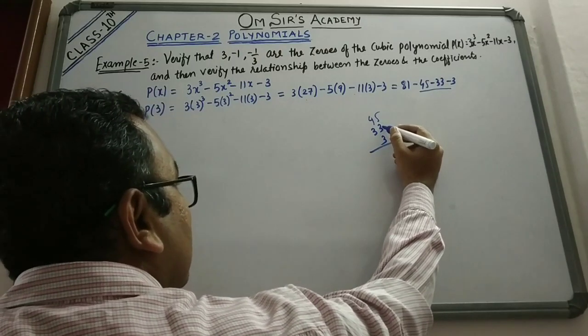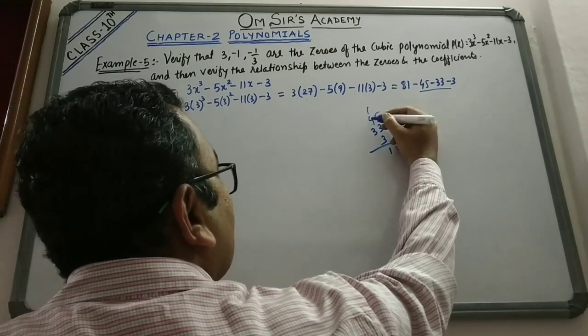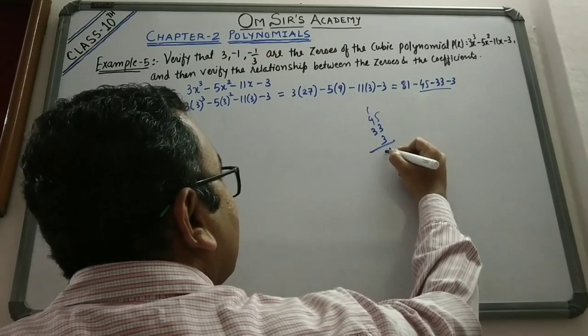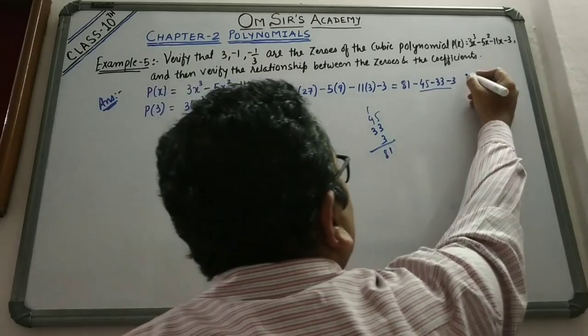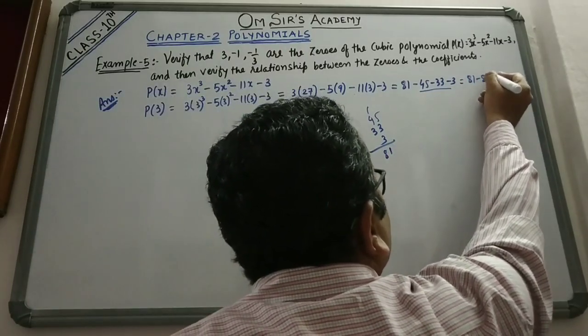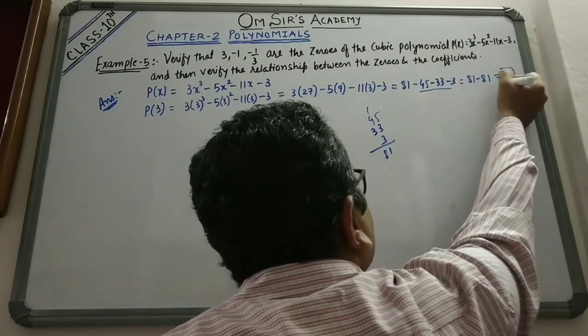5 plus 3 is 8. 8 plus 3 is 11. And 4 plus 3 is 7. 7 plus 1 is 8. So it is minus 81. So the answer will be 81 minus 81 and I get the answer as 0.